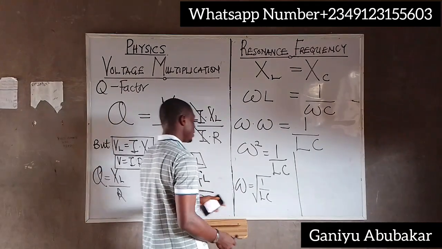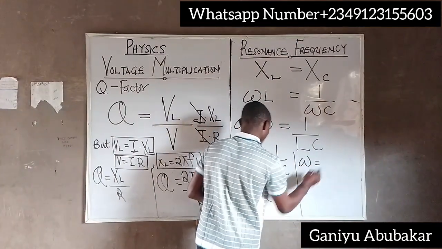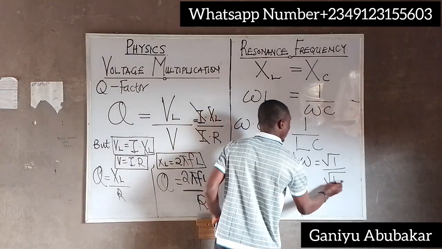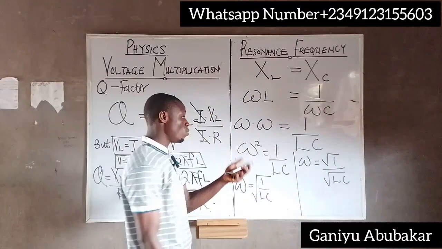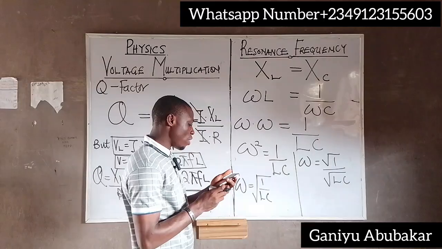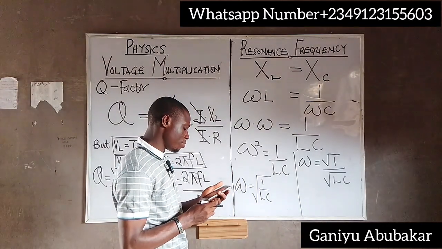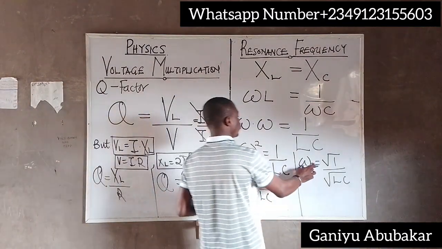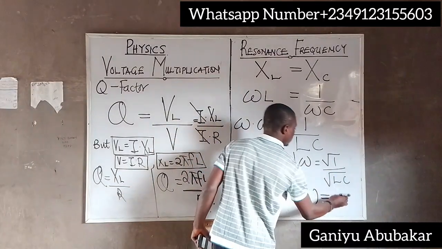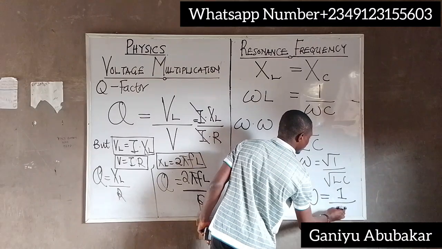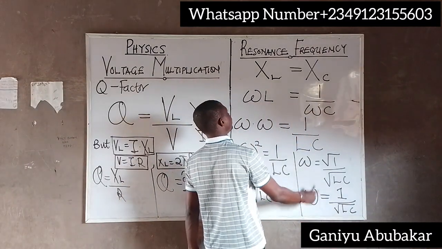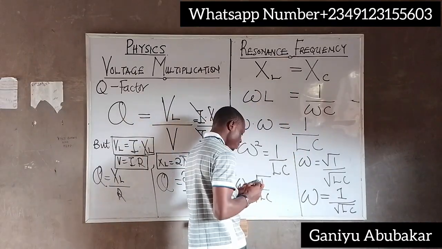Apply such concept here. This can be expressed as omega equal to root 1 over root LC. Root 1 is still 1. From here now, what's omega? This gives you omega now is equal to root 1 gives you 1 all over root LC. By the way, I'm looking for the formula for resonance frequency.